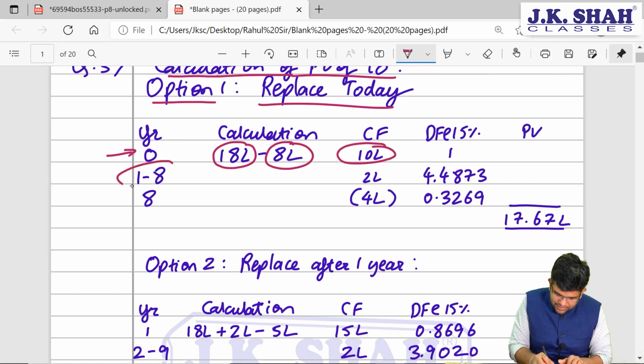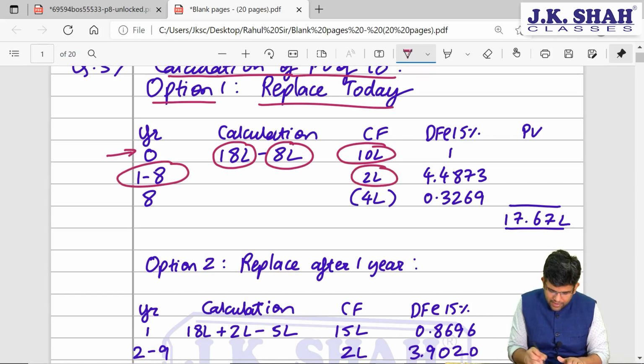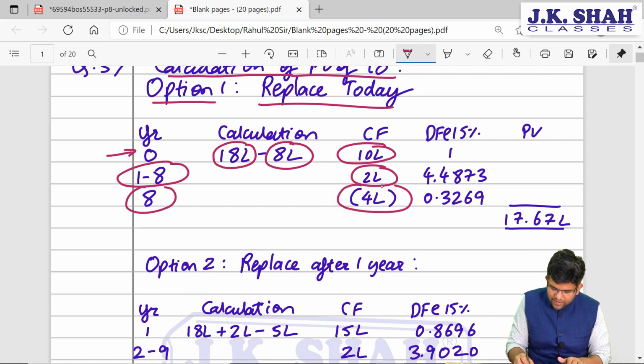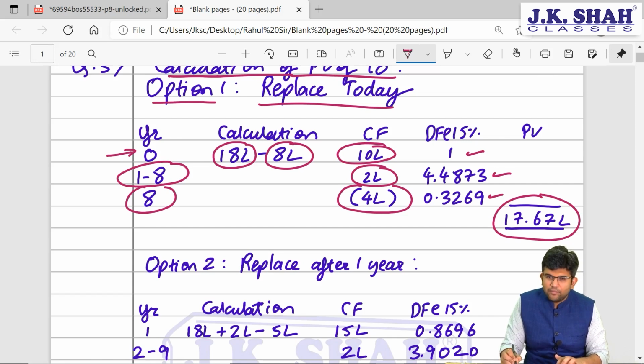Then for 8 years, do you realize 2 lakh rupees per annum will be your maintenance cost of the new machine, and at the end of 8th year you will get the salvage. I've put it in negative, it's an inflow, right, of rupees 4 lakh. We discount it, of course this is PVAF of 1 to 8 years, annuity factor, and then the discounting factor of the last year. We get the present value of net cash outflow for option 1, that is replace today, as 17.67 lakh. Do you realize the life of this option is 8 years? Everybody clear? The life of this option is 8 years.